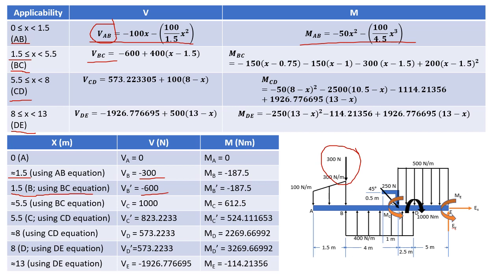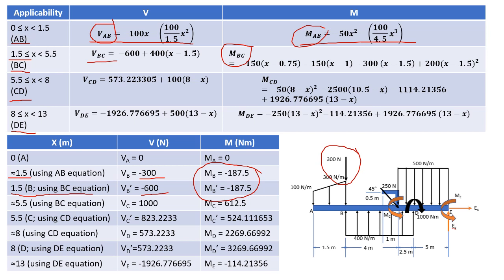And then take note that using equations AB and BC, for x equal to 1.5, we substitute 1.5 to both equations. For the moment, we get the same value because there is no applied moment at B. So that's how you check your solution for shear and bending. The values using two different equations here for AB and BC should agree with each other.